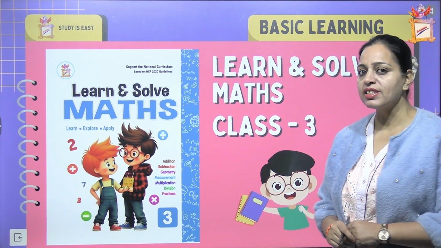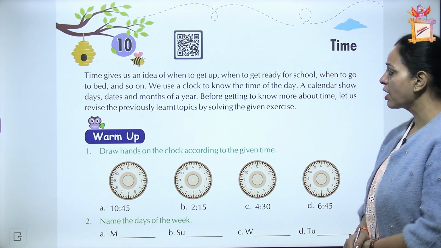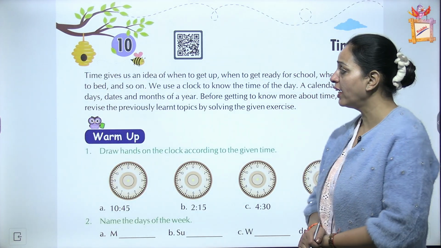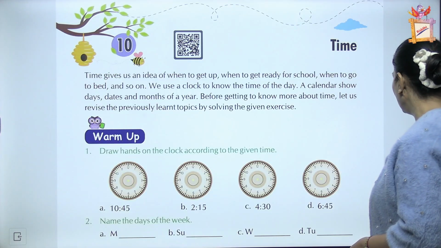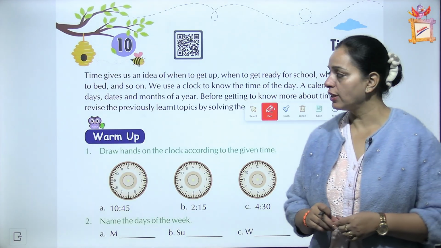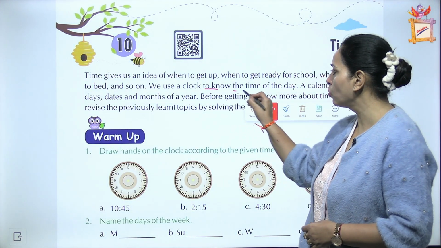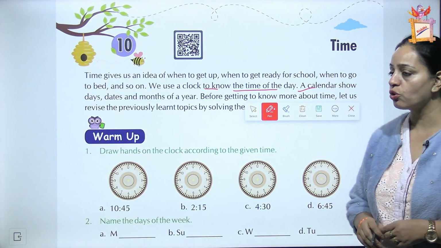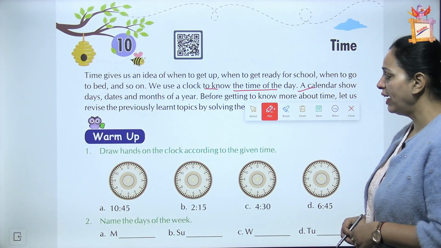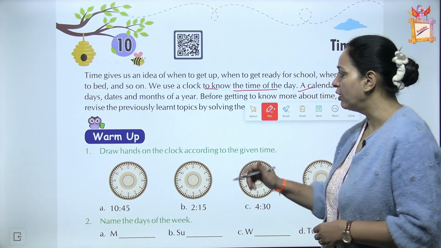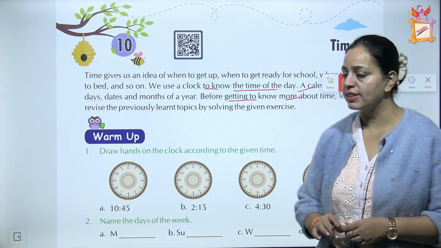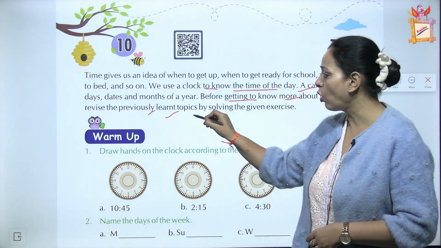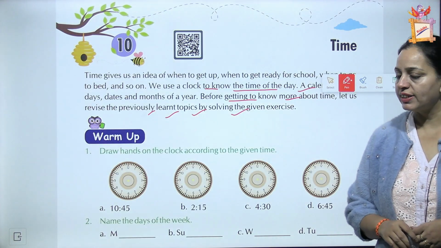So let's start. Chapter 10: Time. Time gives us an idea of when to get up, when to get ready for school, when to go to bed, and so on. We use a clock to know the time of the day. A calendar shows days, dates, and months of a year. Before getting to know more about time, let us revise the previously learned topics by solving the given exercises.